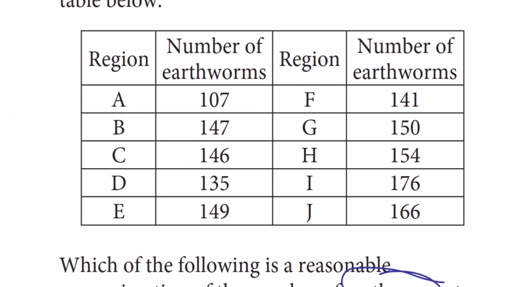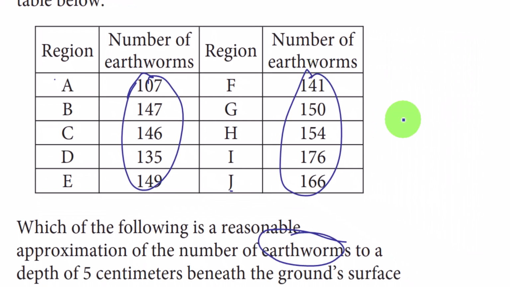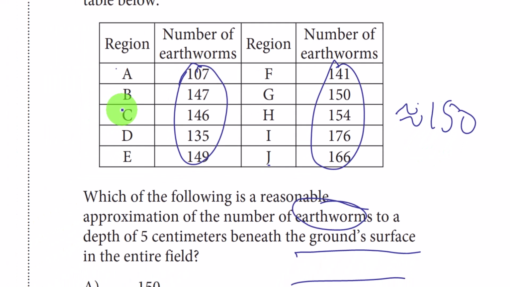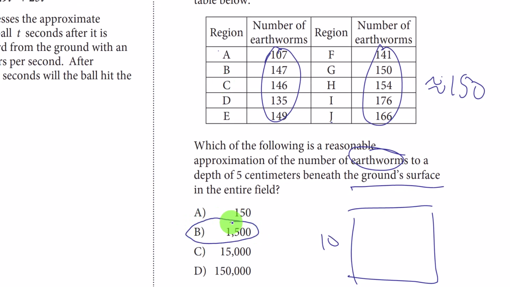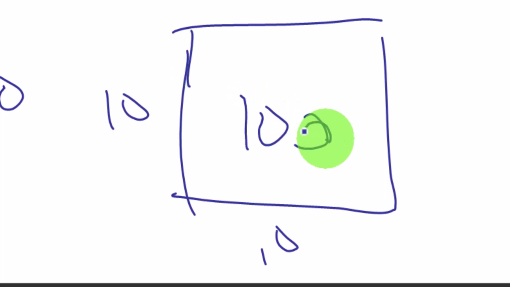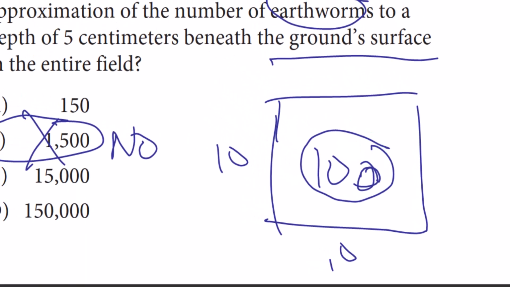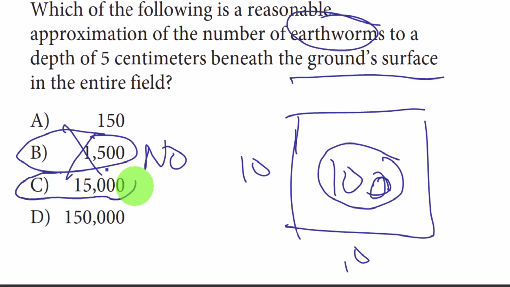A lot of people look at this and they count these regions here. They look at A, B, C, D, E, F, G, H, I, J. They look at these numbers here, and they go, okay, each one is approximately 150. And it looks like you've got 10 regions here. So they go 10 times 150, and they choose B. No, that is the wrong answer. Why? Because you're taking a field 10 by 10. That's going to get you 100 of these little areas. So you're looking at 100 of these areas times about 150. That's going to get you 15,000.